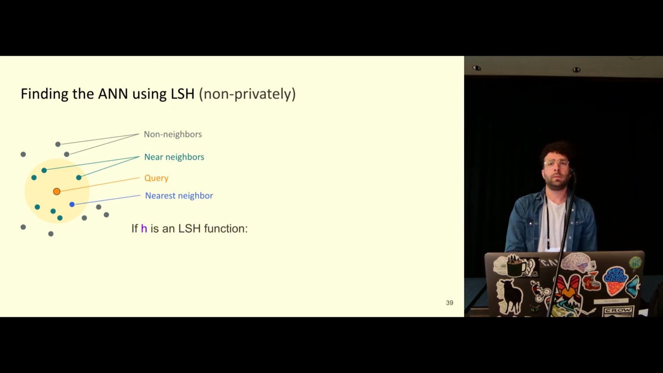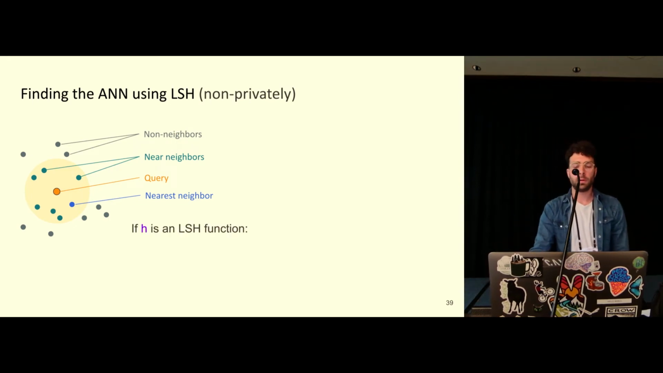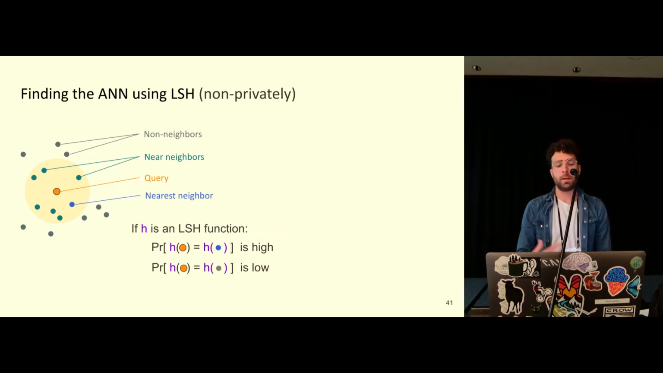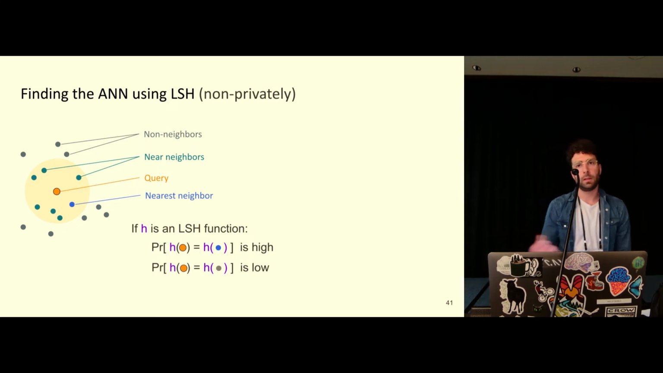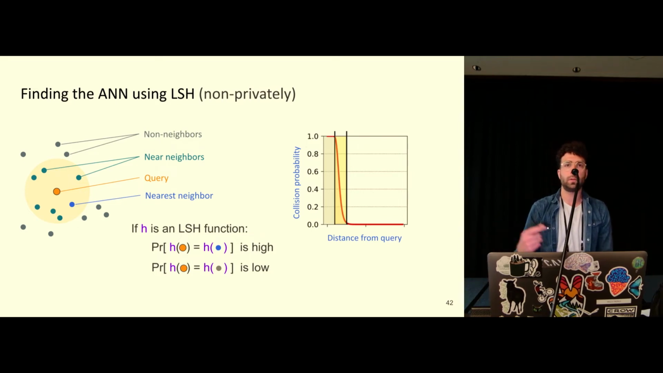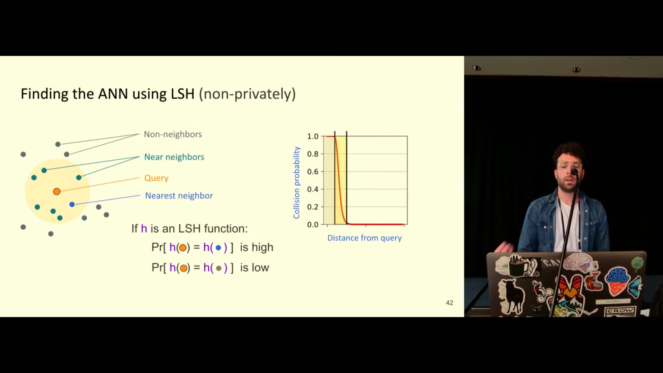A locality-sensitive hash function, H, or LSH for short, will have the property that the hash of the query will collide with the hash of the nearest neighbor with high probability, but the hash of the query will collide with a non-neighbor with low probability. So if we plot the distance from the query on the x-axis and the collision probability on the y-axis, the locality-sensitive hash function will have the property that as the distance between the query and a point increases, the probability of collision decreases. And this is very different from cryptographic hash functions that do not want collisions.